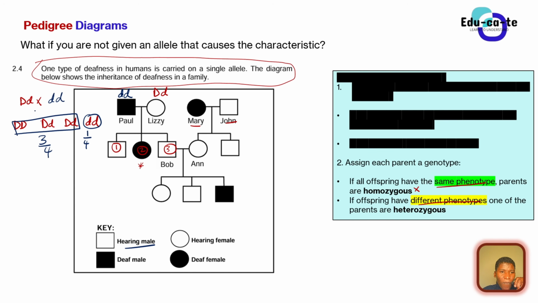between these two, you will have two possibilities. You would have the possibility of getting normal people as well as the possibility of getting people that cannot hear. So here, these are the genotypes for Paul and Lizzie, without even knowing. You only use this hint.